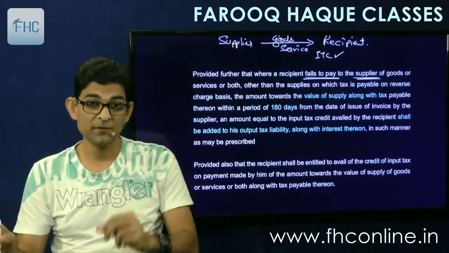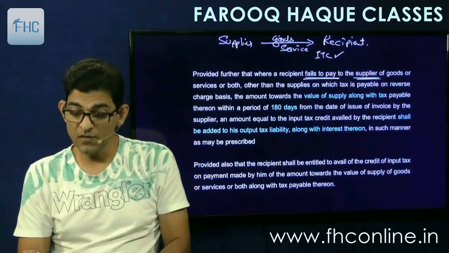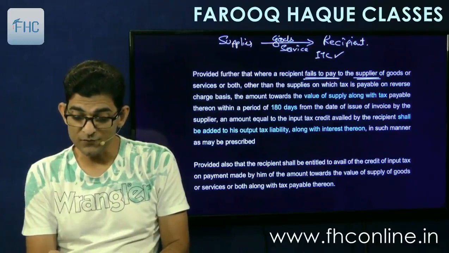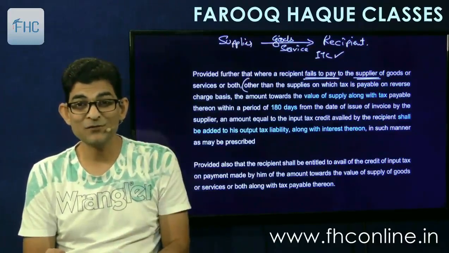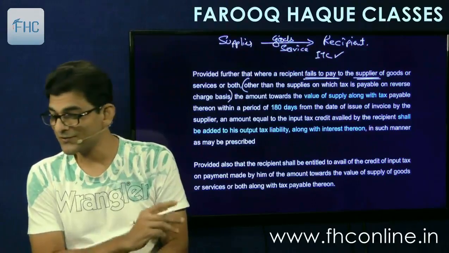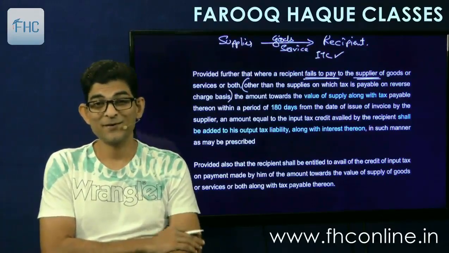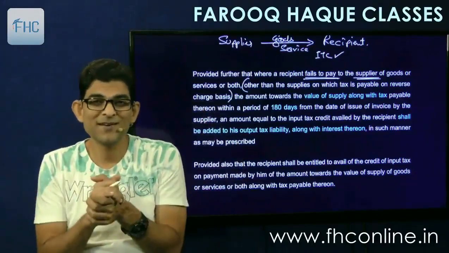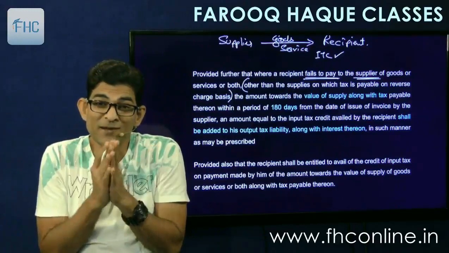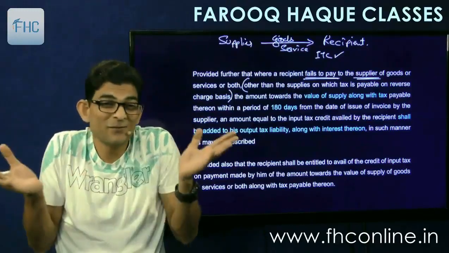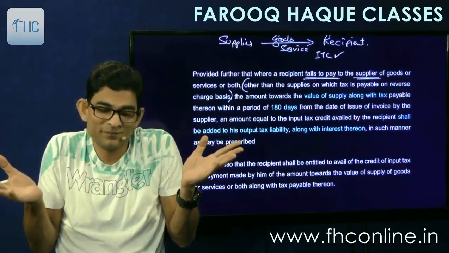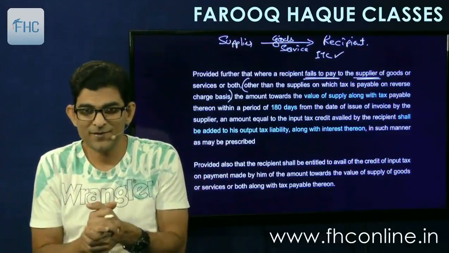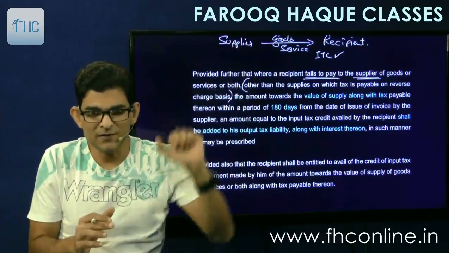So that is called reversal of credit. Okay, so let's see. Fails to pay to the supplier of goods or service or both, other than supplies on which tax is payable on reverse charge. Now this is important. Other than supplies on which tax is payable on reverse charge basis. It means the good business environment concept that I was telling you is not applicable in case of the reverse charge mechanism. Now why? I don't know why the government has made this distinction, but they have made it, so I'll have to teach it to you. So just put a bracket and keep it aside, then we'll see that.